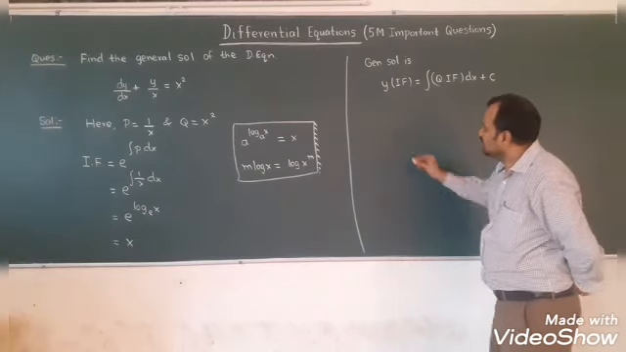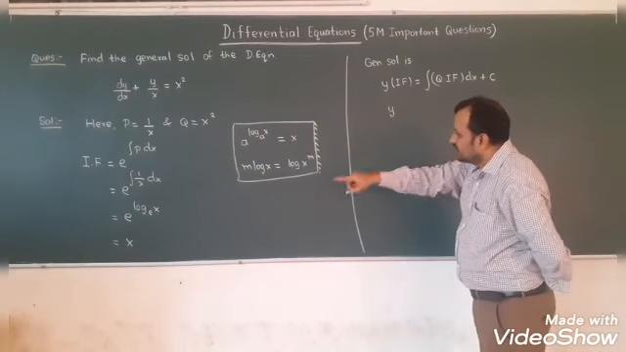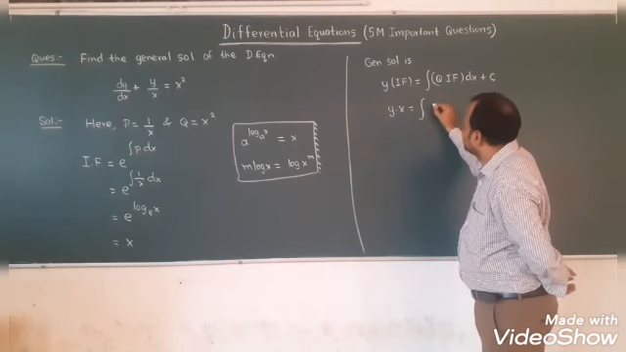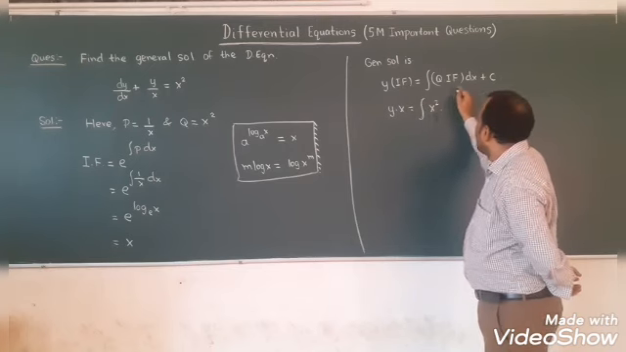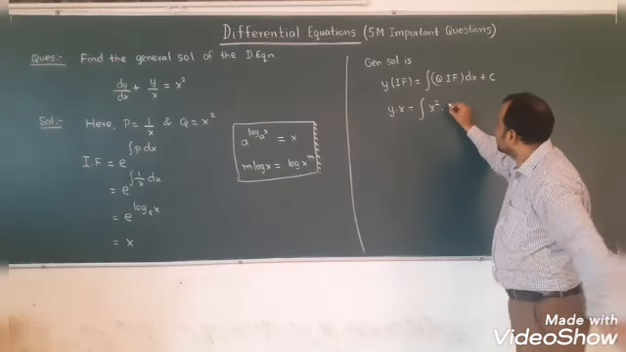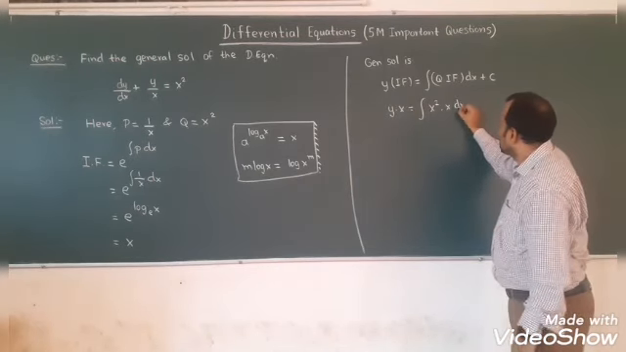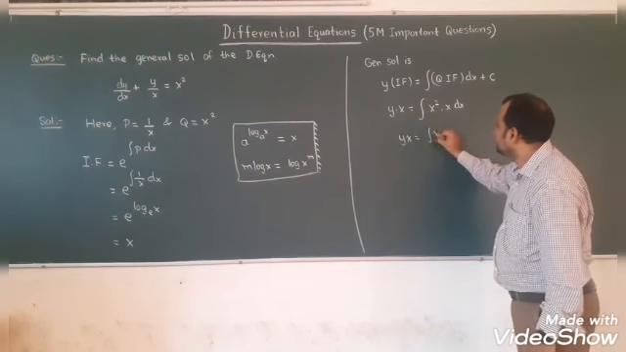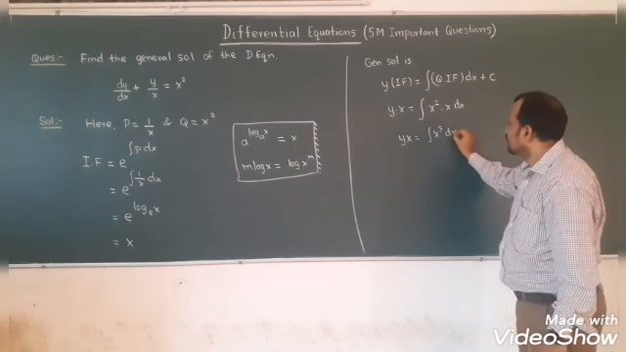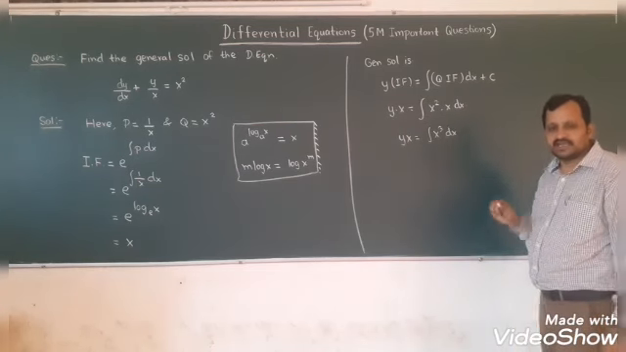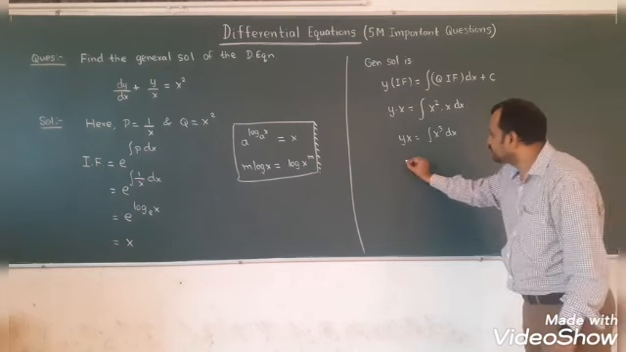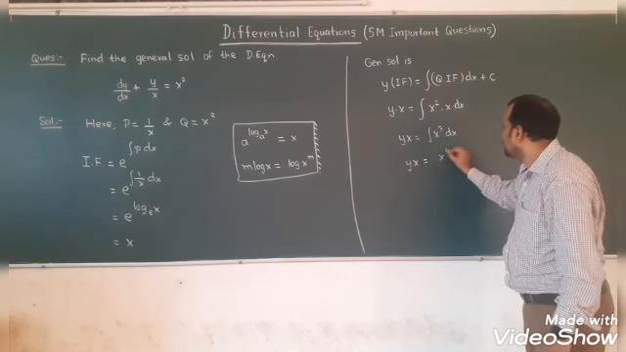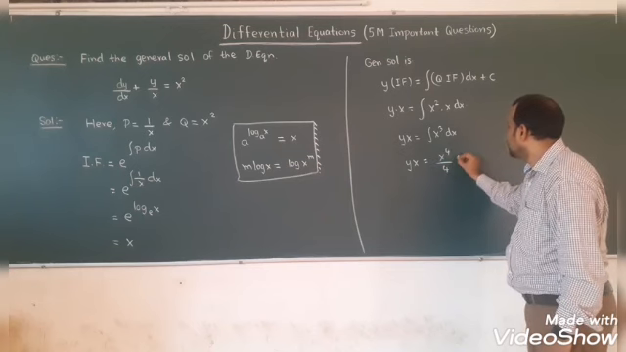Now let us calculate y. What is integrating factor? Integrating factor is x. Q is nothing but x square and integrating factor is x, so yx is equal to, this is nothing but integral of x cube dx. What is integral of x cube? It is x to the power 4 by 4. So here I can say yx is equal to x to the power 4 divided by 4 plus c.